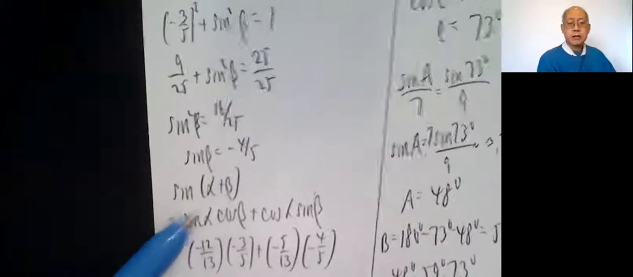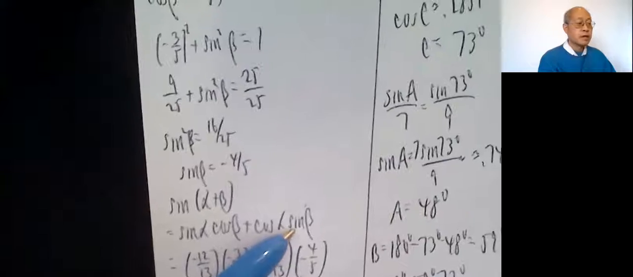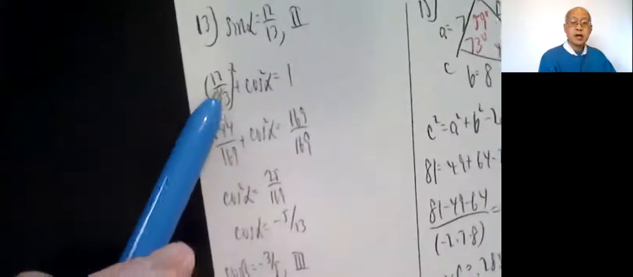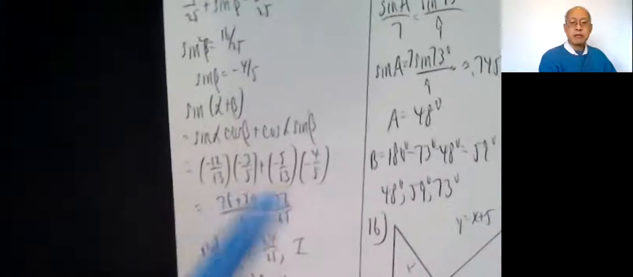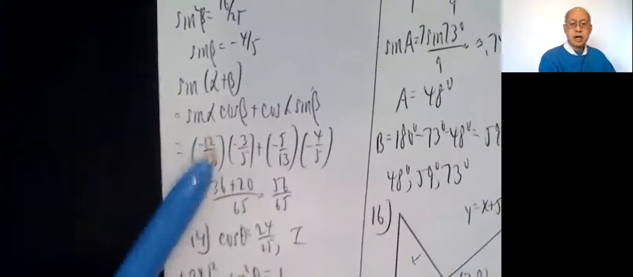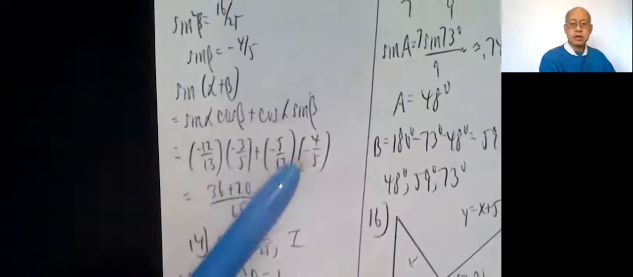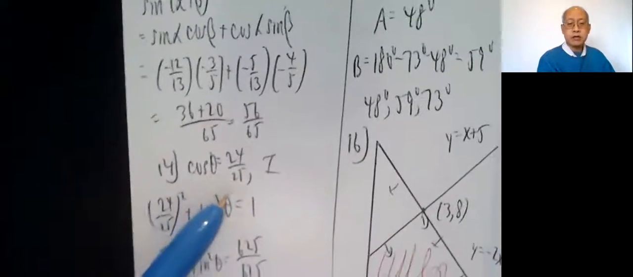Then sine of alpha plus beta is sine alpha cosine beta plus cosine alpha sine beta. There's sine alpha, cosine beta, cosine alpha, sine beta. Plug them all in. 56 over 65. Clean it up.